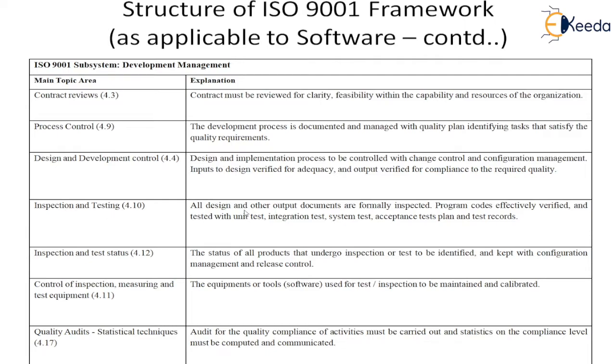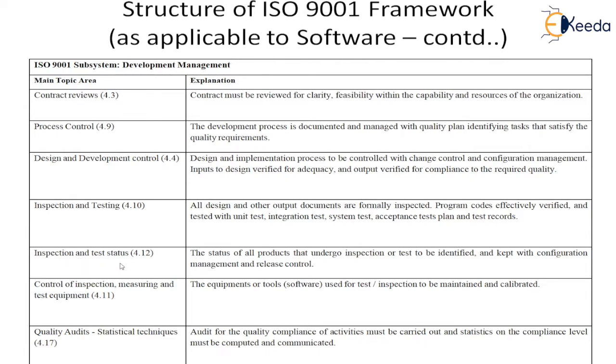So under this, all design documents as well as other output documents should be formally inspected or formally reviewed. Then when we come to the construction, we produce the program codes. The program codes have to be effectively verified by using walkthrough methods and other review methods, and also tested. It has to be tested at the different levels of testing. This test should be carried out based on a documented test plan. And when we are carrying out the test, records have to be maintained.